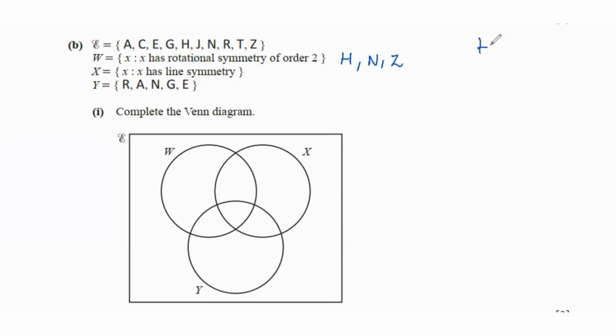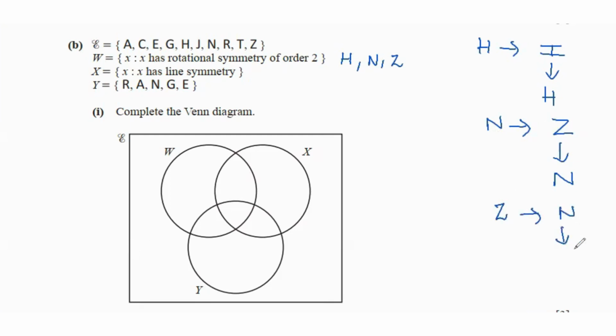Because look, if we rotate H, it goes like this. That's the first rotation, and then the second rotation, it's the same. Same for N. The first rotation is going to be like this, and the second rotation is the same thing. And for Z, same thing. It's going to first look like an N, and then it's going to go back to itself. So this shows that these 3 elements have a rotational symmetry of order 2.